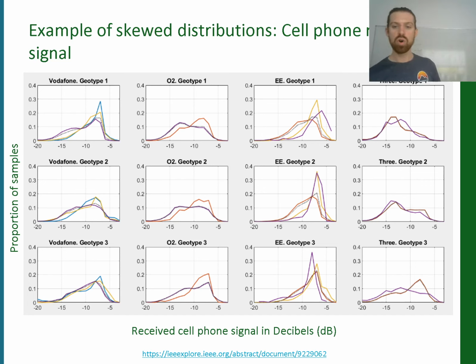And then what we've got here are different geotypes. So let's assume that this is the most populated area, so this is urban areas, and then let's assume this geotype 2 is suburban, and this is rural, okay? And essentially what we've got are the proportion of the samples on the y-axis. So we can kind of think of this as a probability of you actually being able to achieve a certain signal level. Anyway, the point I wanted to make was that you obviously have incredibly skewed distributions here, okay?